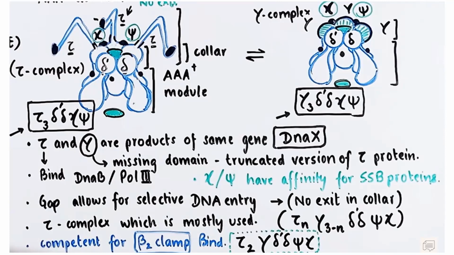Sometimes you can also find 2 additional proteins on the tau complex. These are the phi and chi subunits. The globular portion, which is the part of this entire top structure, is called the polar module, as we recently discussed.